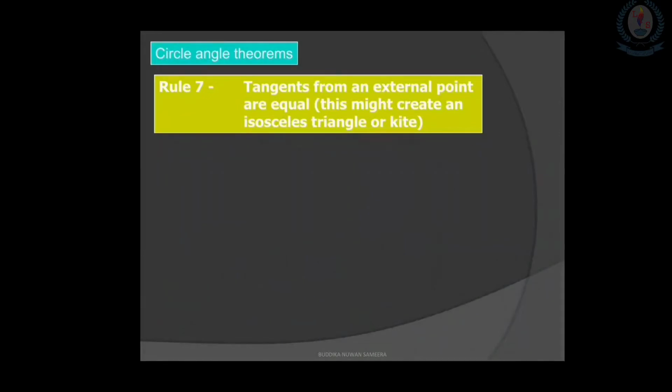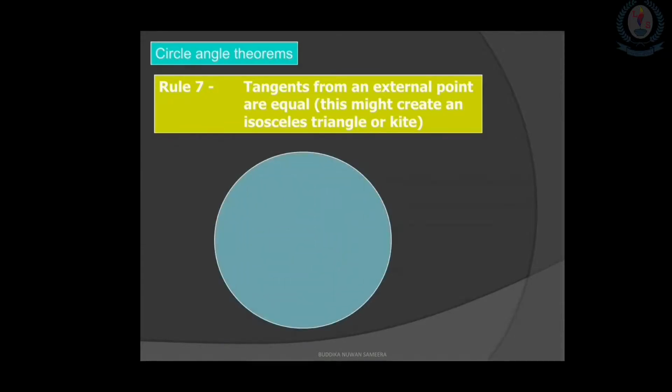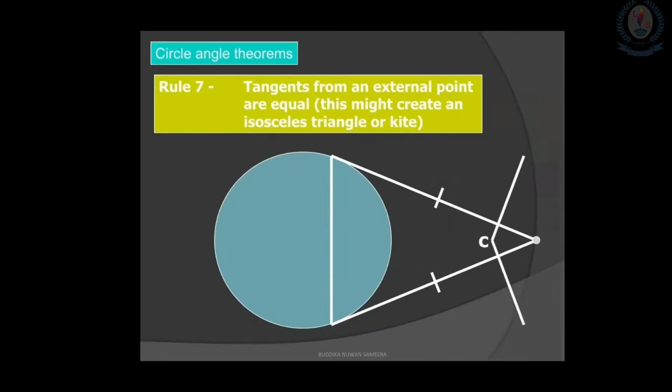Theorem number 7. Tangents from an external point are equal in length. So when you draw two tangents from an external point, those two tangents are always equal in length. I am going to draw two tangents from this external point. Those two tangents are always equal in length. In addition, I am going to join those 2 points with the center. So you can create a kite shape here.